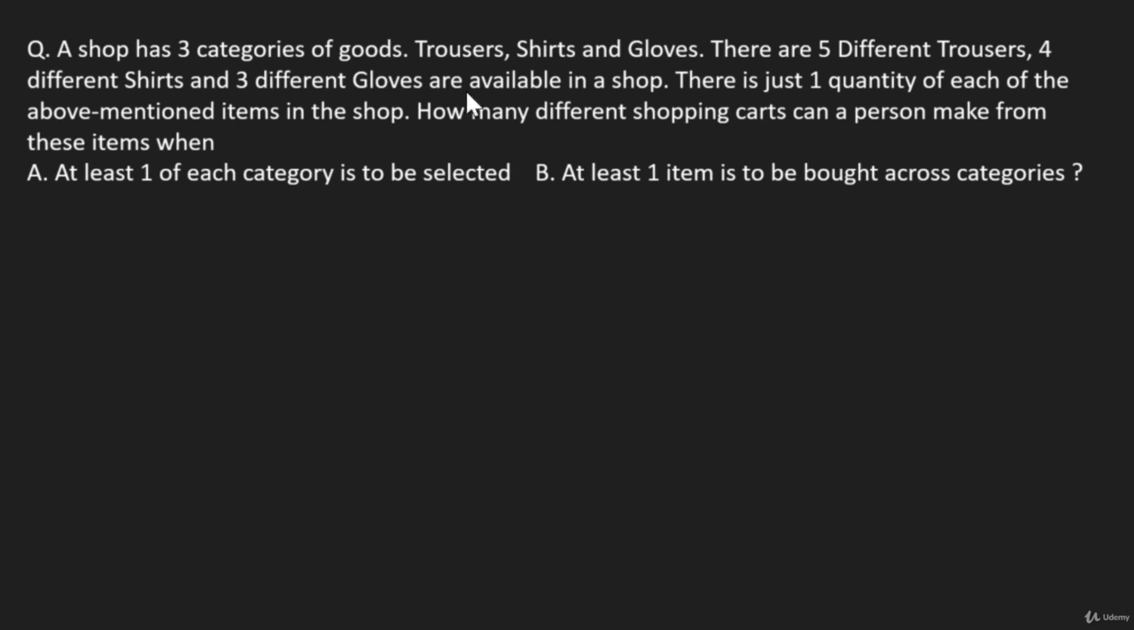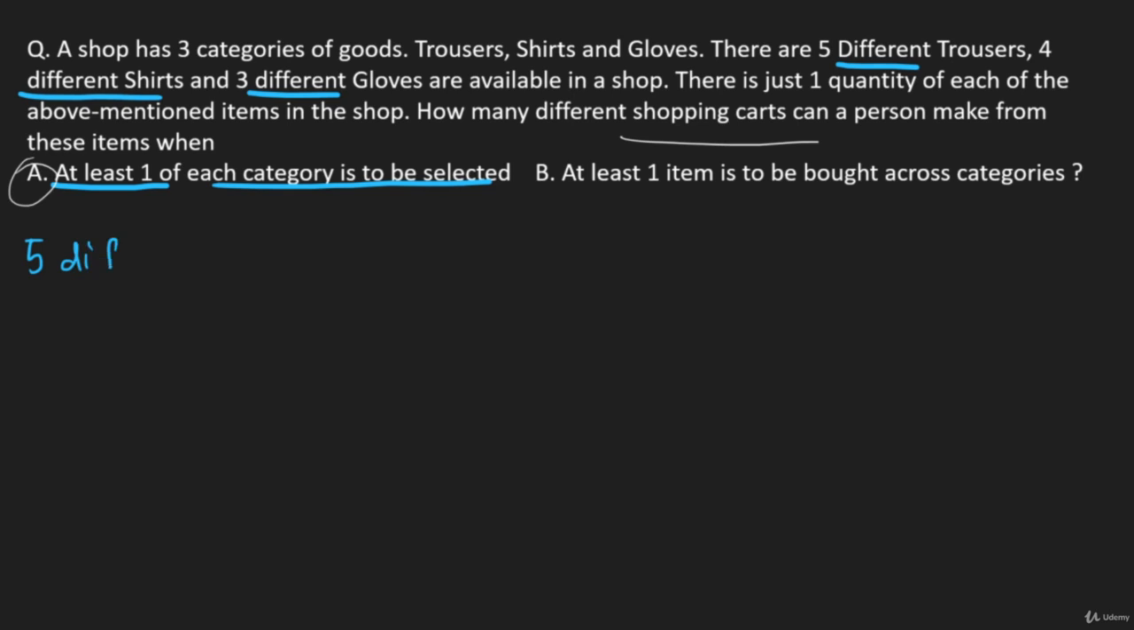A shop has 3 categories of goods: trousers, shirts and gloves. There are 5 different trousers, 4 different shirts, 3 different gloves. There is just one quantity of each of the above mentioned items. How many different shopping carts can a person make? In option A, you have to select at least one of each category. Alright, let's do this question first.